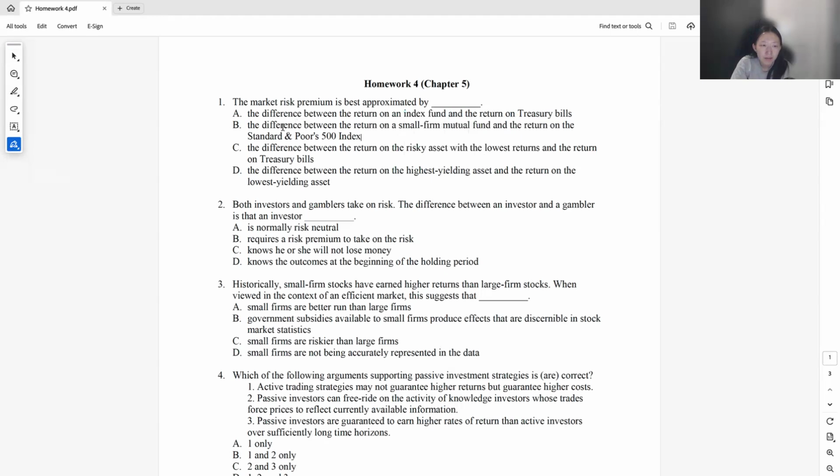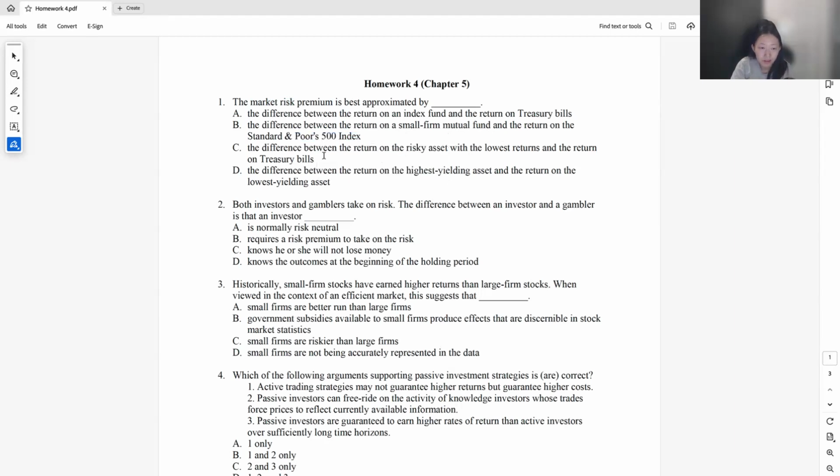So next is B, the difference between the return on a small firm mutual fund and the return on the S&P 500. We are not seeing what we are looking for here. We are looking for market risk premium, which is market return in excess of the risk-free rate. There's no risk-free rate here. There is a market return here, but it's taking the wrong difference.